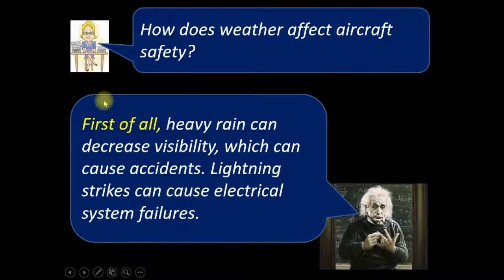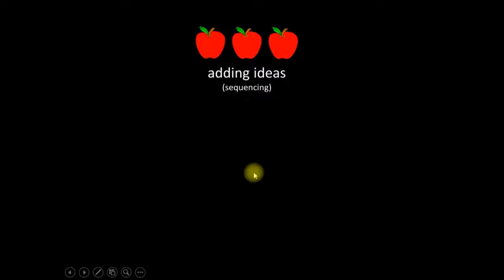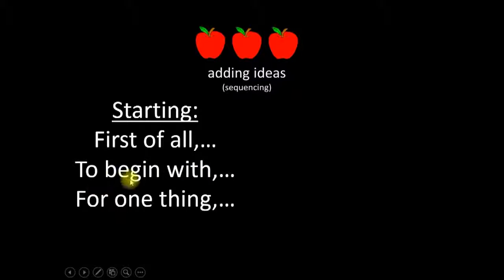Notice we can say, first of all, heavy rain can decrease visibility, which can cause accidents. Also, lightning strikes can cause electrical system failures. The point here is that we have two different ways in which weather can affect safety. So here are some phrases you can use to add ideas. To start off, we can say, first of all, to begin with, for one thing, or first.